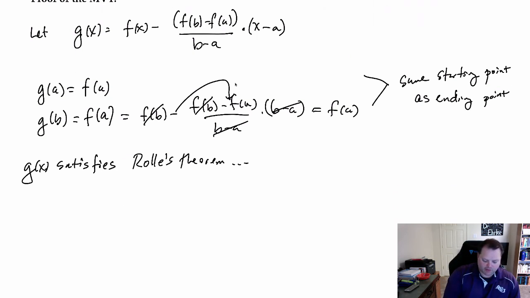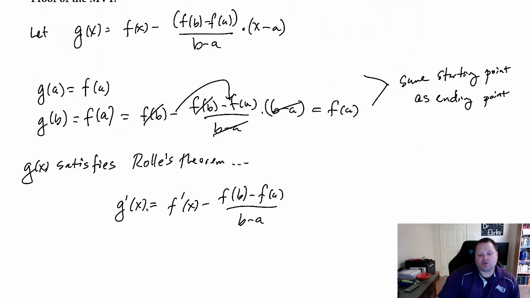Because of that, if I look at where the derivative is, so take the derivative of g, you take the derivative of f, this is just a number, the slope. So the derivative of x, which is linear, is just the slope. And remember what Rolle's theorem says: there must be some value x on the interval where the derivative of the function, so g satisfies Rolle's theorem, so the derivative of g should equal 0 somewhere on the interval. So g prime of x is equal to 0 for some x in the interval ab.